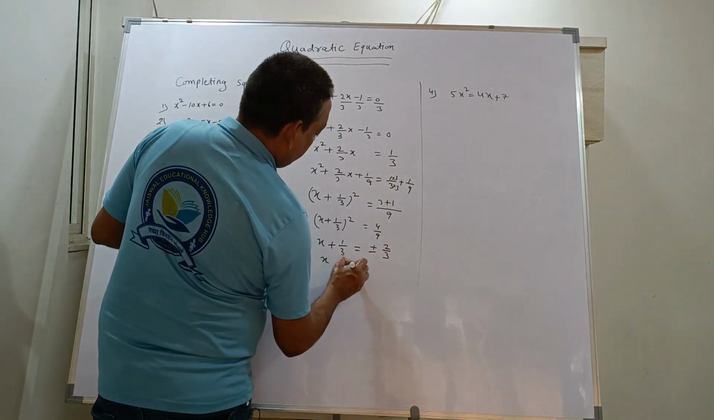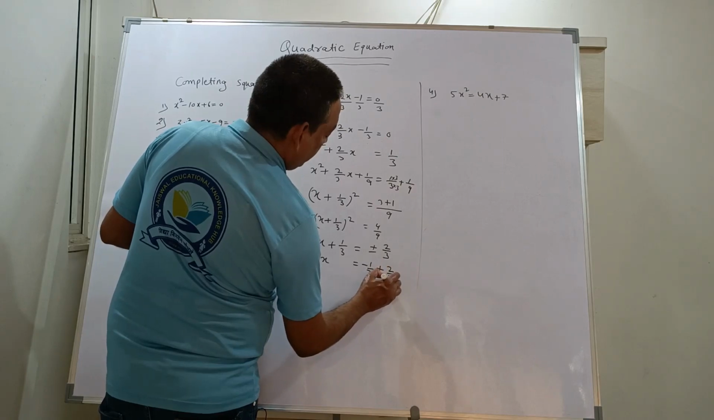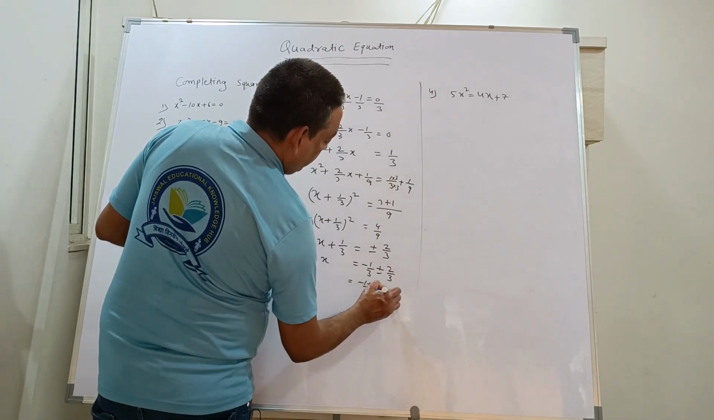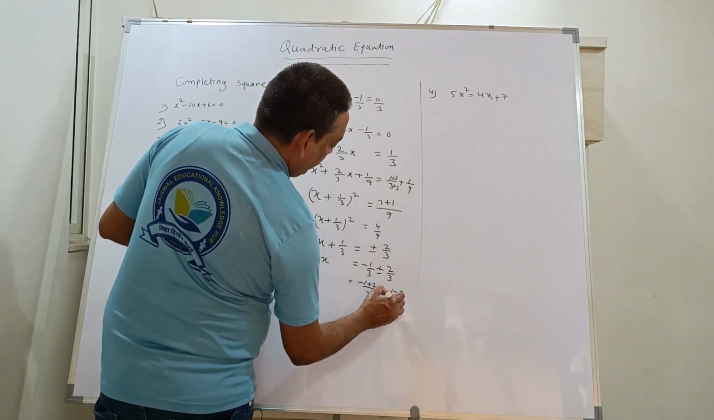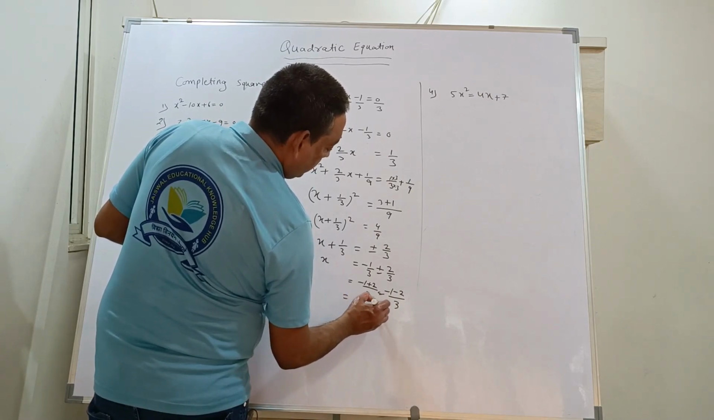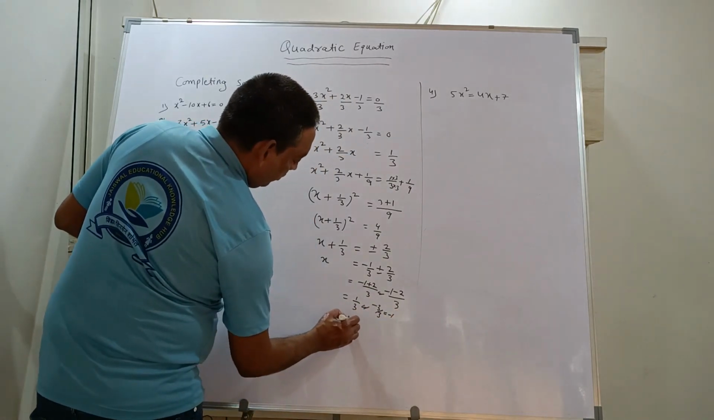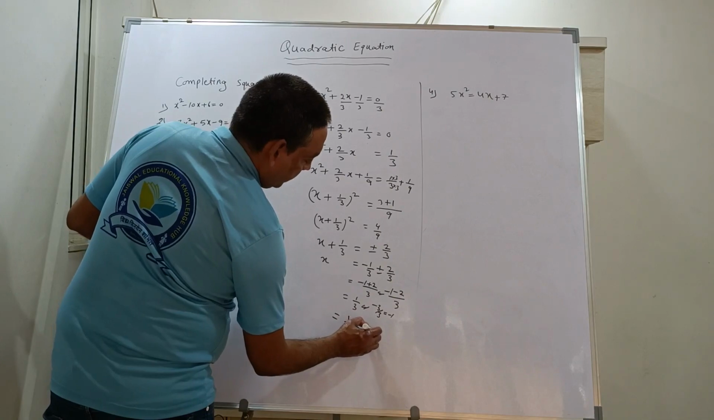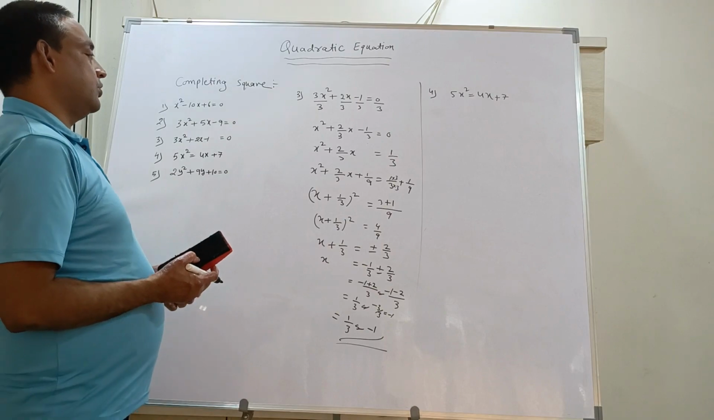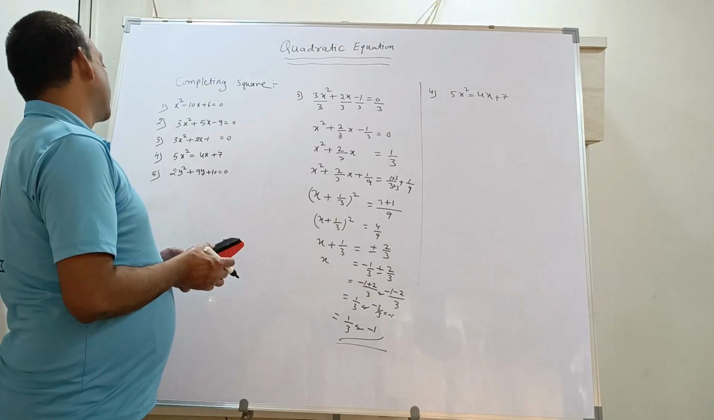So x is equal to minus 1 upon 3 plus minus 2 upon 3, which is nothing but minus 1 plus 2 upon 3, or minus 1 minus 2 upon 3. So this becomes 1 upon 3, or this becomes minus 3 upon 3, which is minus 1. So the answer is 1 upon 3 or minus 1. So x is equal to 1 upon 3 or x is equal to minus 1 is the answer for sum number 3.